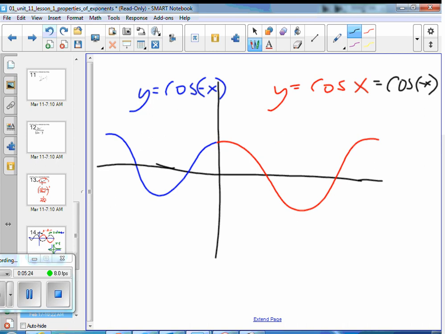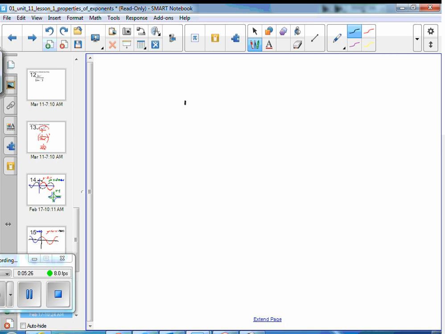Okay, so let's say you're going along in the course of one of your test questions, and it was about this, for cosine of negative 2x.